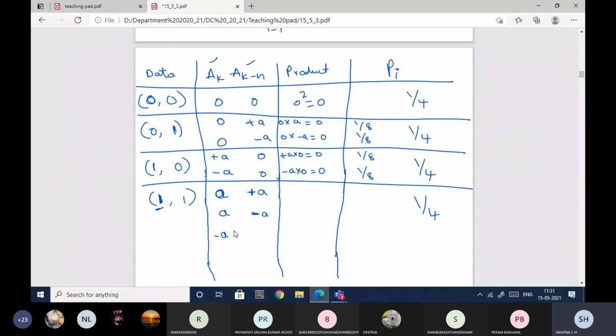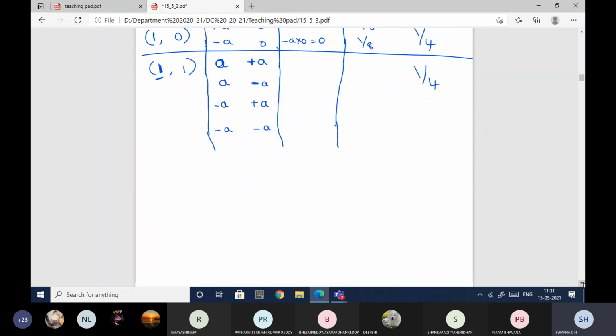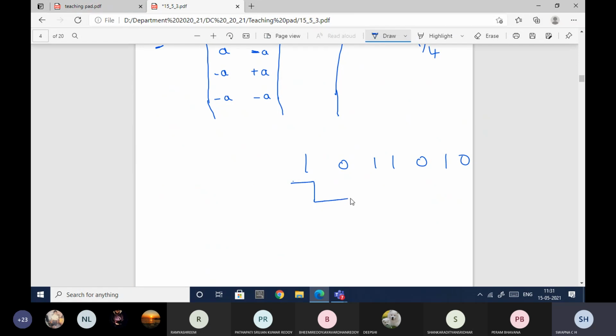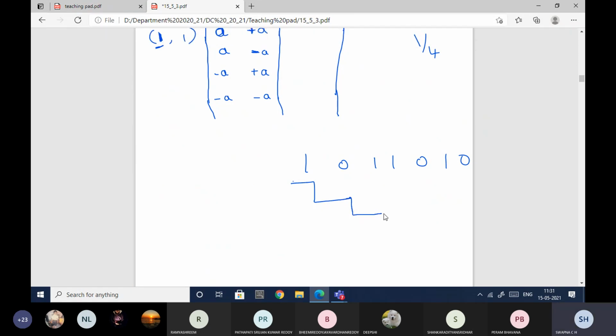Okay, if this is minus A, the next one can be either plus A or it can be minus A. The reason behind that is here we are not going with the one shift. So 1 0 1 1 0 1 0, something like that we'll take. So 1 is positive, then 0, negative 1, positive 1, 0, negative 1, 0. Positive, negative, positive, negative, like this.